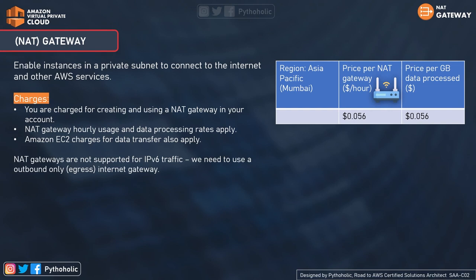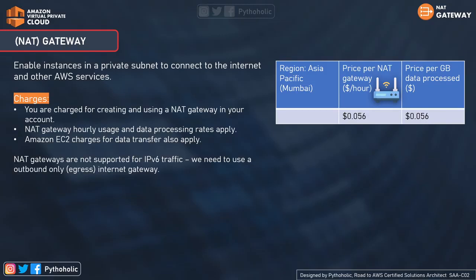So NAT gateway service is a fully managed service from AWS that helps us enable instances in a private subnet to connect to internet and other AWS services. Yes, you heard it right. It's a service, so NAT gateway service, and it's completely managed by AWS. So there are way less things to be worried about when you use NAT gateway service. So NAT gateway actually supports 5 Gbps of bandwidth and automatically scales up to 45 Gbps.